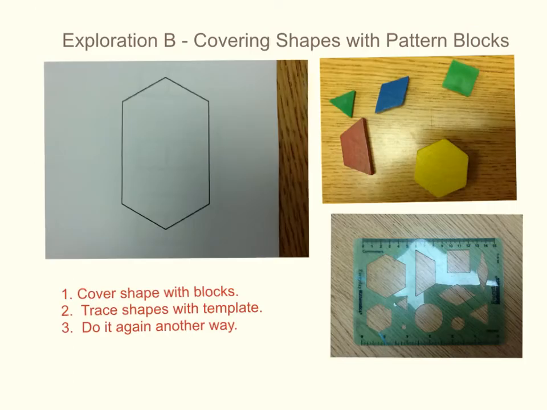The next thing we're going to do today is Exploration B, covering shapes with pattern blocks. You're going to need 3 things before you start this project. The first thing you're going to need is your paper that has shapes on it. You're going to need your pattern blocks, and you're going to need your green pattern block template. There are 3 steps to completing this activity.